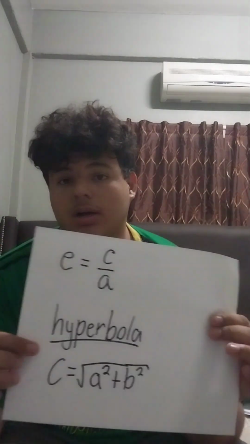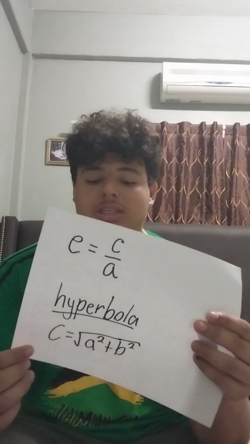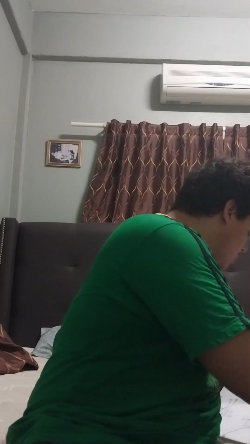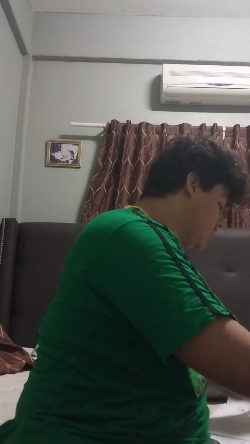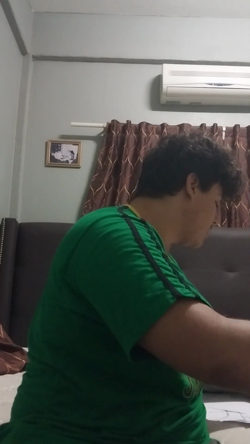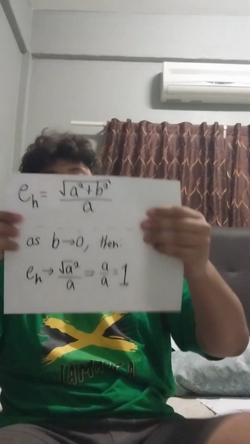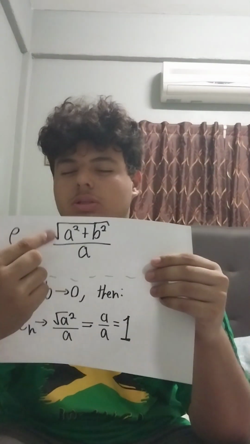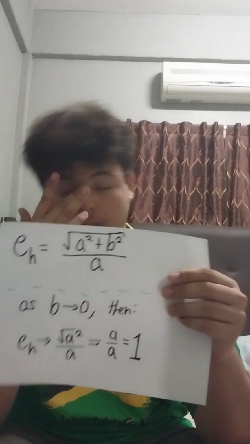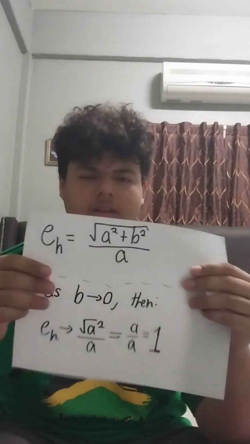So in a hyperbola, we learned in class that c is equal to the square root of a squared plus b squared, right? Well, that actually leads us to this fact, where all we're going to do is take the c of the hyperbola and put it into the c of the eccentricity formula, and what we'll get is that the eccentricity of a hyperbola is equal to the square root of a squared plus b squared, all divided by a, right?